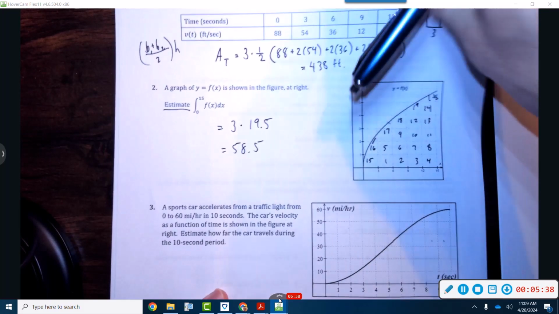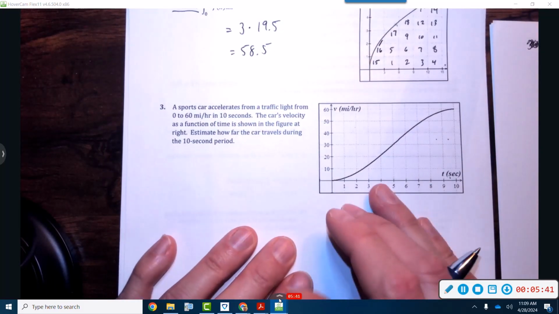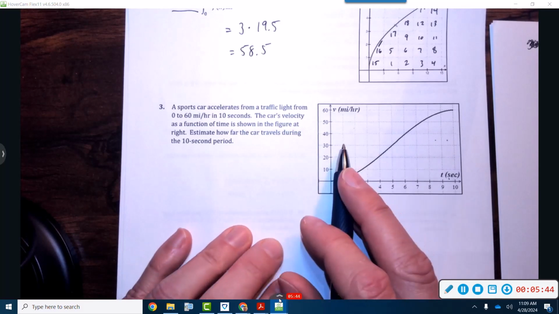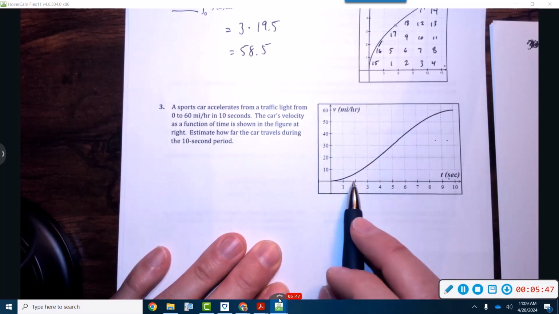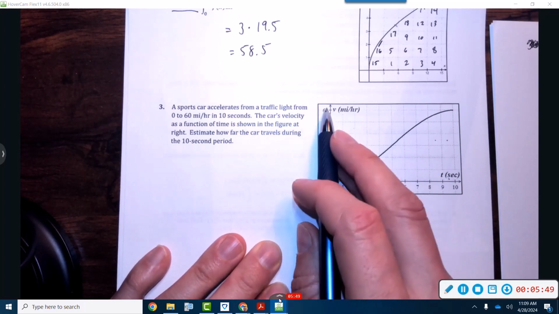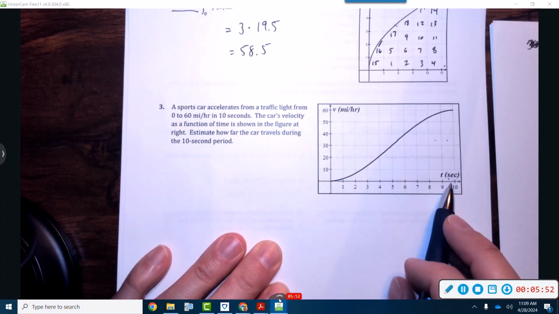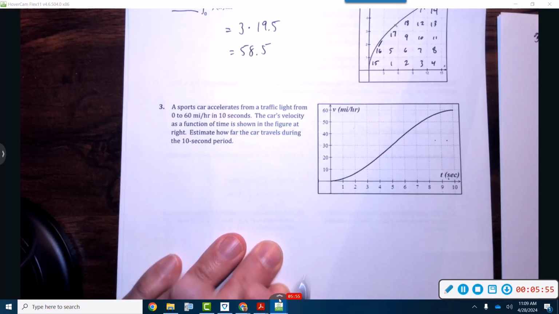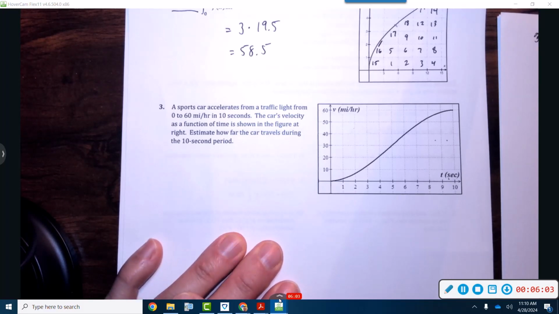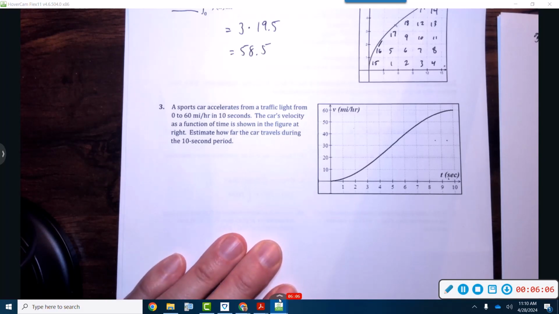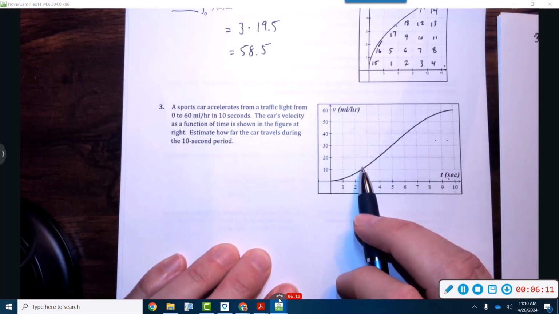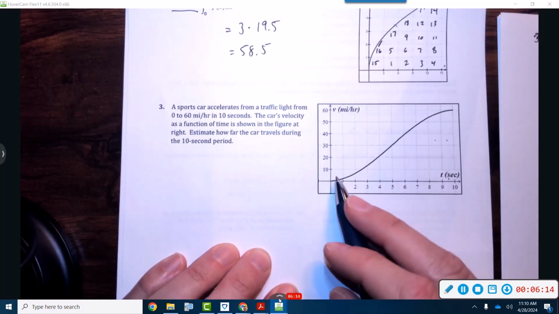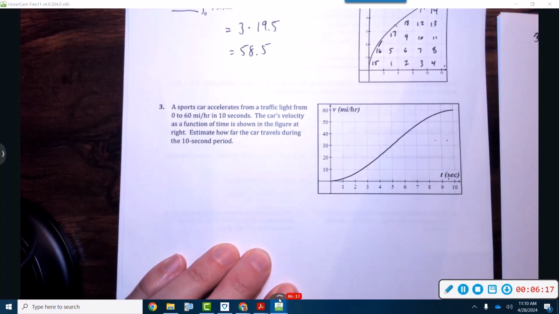Okay, so this one is kind of the same thing. We're going to count these, and each width here is one, but these are being measured in miles per hour, and this is in seconds. So this is a pain in the neck to think about, but what we could do is convert miles per hour to miles per second. You could do that, and then you can figure out what each of these is right off the top.